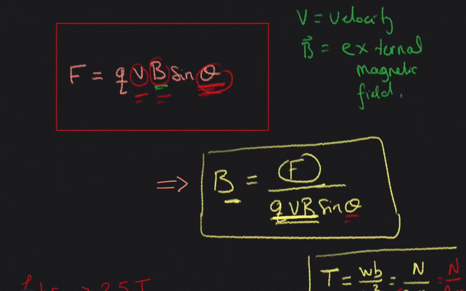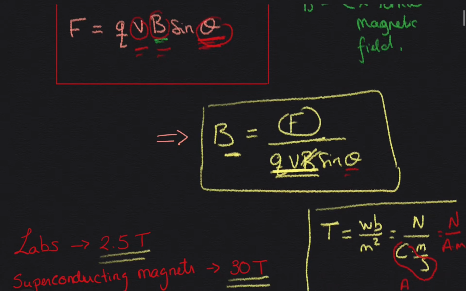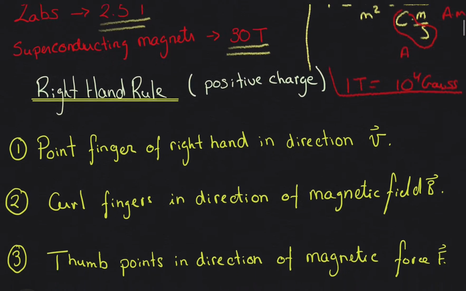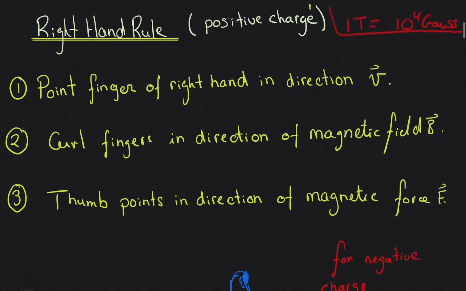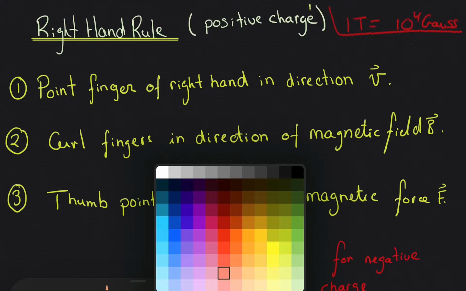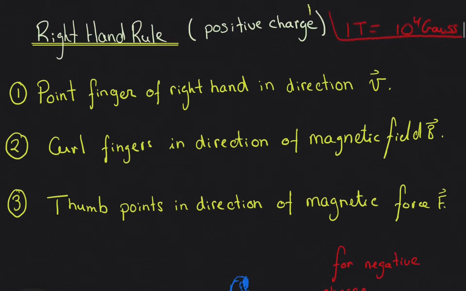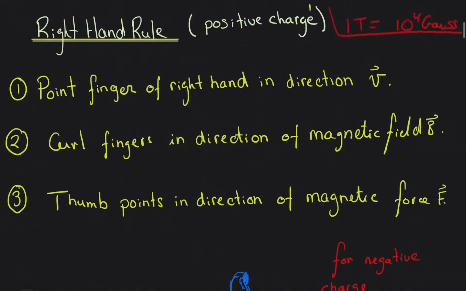The relationship between the applied magnetic field, the exerted force, the velocity, and the charge will be given by the right-hand rule. Now, what is the right-hand rule? The right-hand rule is actually a rule that comes from the cross product, but for our case, we can just simply memorize it.